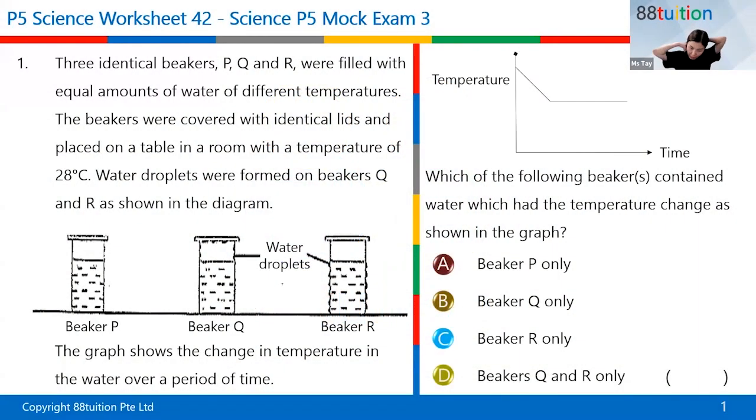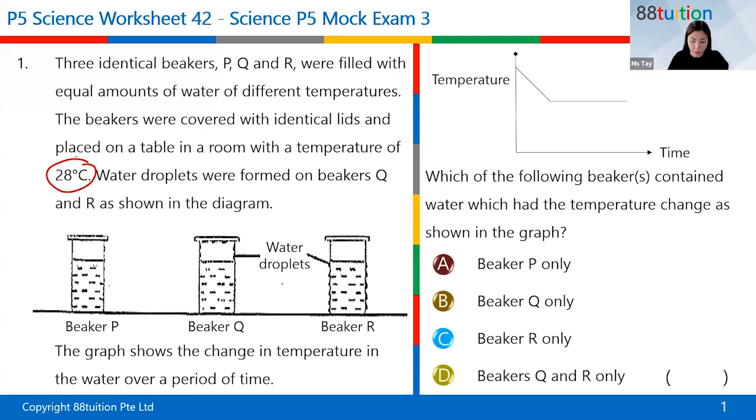Okay, so we look at the first question now. There are three identical beakers, P, Q, and R. They are filled with equal amounts of water of different temperatures. So the beakers were covered with identical lids and placed on a table in a room with a temperature of 28 degrees Celsius. So the room temperature is 28 degrees Celsius.